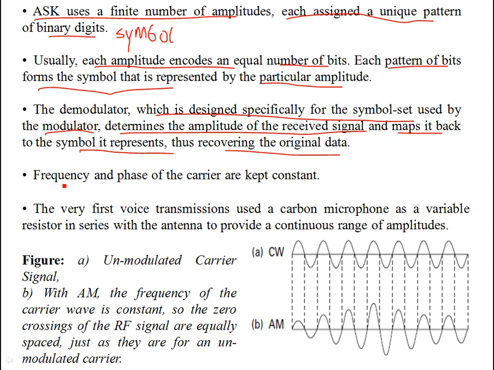Since we are talking of amplitude shift keying, or let's say continuous amplitude modulation, the frequency and the phase, the other two parameters of the carrier, are kept constant. For example, over here you have a continuous unmodulated waveform, an RF carrier signal, and as the amplitude of the modulating signal varies, for an audio signal, you see you have a sort of an envelope over here.